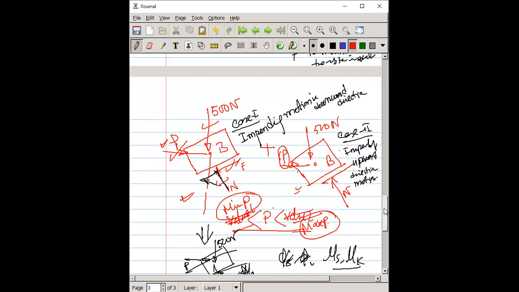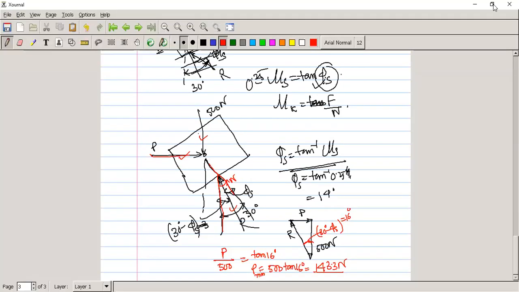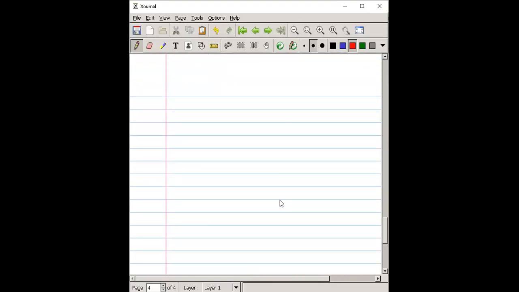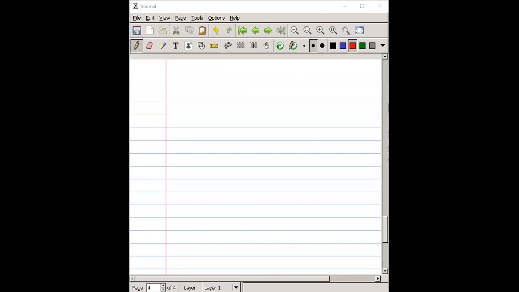Okay, so for that, to solve case 2, condition 2, what we have to do in a similar manner is make another free body diagram. Okay, draw the body first.